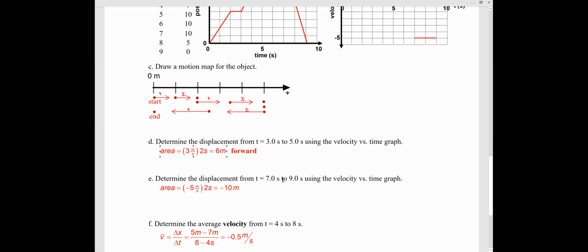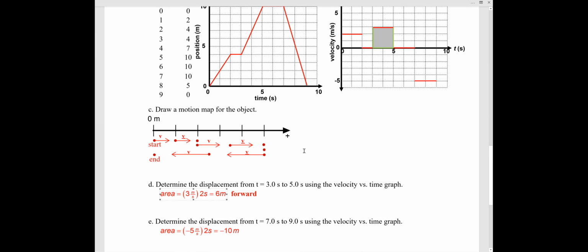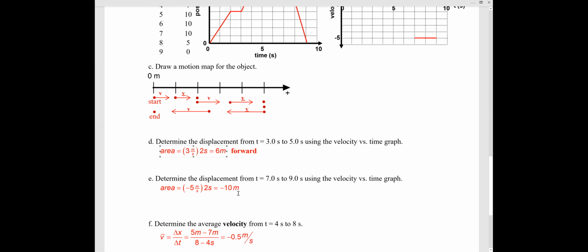Same thing for E, from 7 to 9 seconds. If we just look at 7 here at 10 and 9 down there at 0, it's going backwards 10 meters. So since you have both graphs in this example, you could get that answer from either graph and sort of check your work.